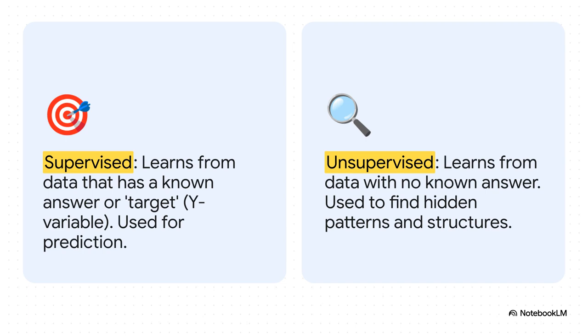So the first big choice you have to make is between supervised and unsupervised learning. Think of it like this. With supervised learning, your data has a known target or an answer key. You're training the model to predict that specific answer. But with unsupervised learning, there is no answer key. You're basically just asking the model to dive into the data and find any hidden patterns or natural groups on its own.